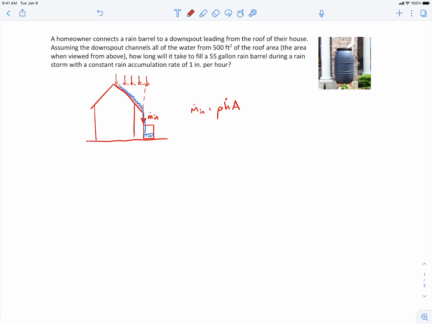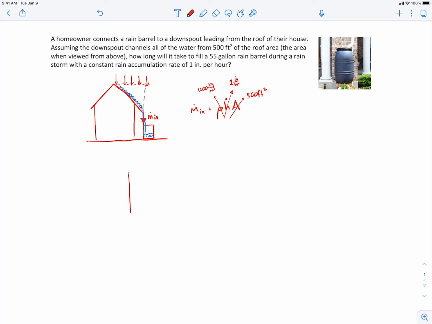Let me just make a note of it. This would be like 1,000 kilograms per cubic meter. We're going to assume that the water is incompressible. It's just like an incompressible liquid. This would be the 1 inch per hour. And this would be the 500 square feet of roof line. So that's the mass flow rate going into the rain barrel.